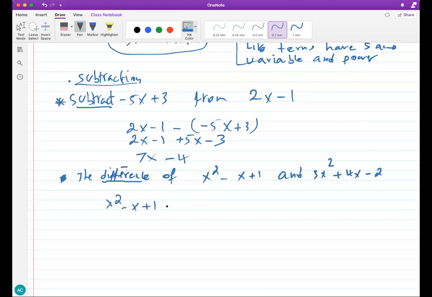x squared minus x plus 1 minus, because we're subtracting. It's like here we said subtract, that's what this minus is for. And when you do that, the second polynomial must be in parentheses, not necessarily the first one. It's unimportant here. So you're going to do 3x to the second plus 4x minus 2. Remember, after the minus, you have to put the parentheses, and the second polynomial goes inside. Now we're going to distribute first.